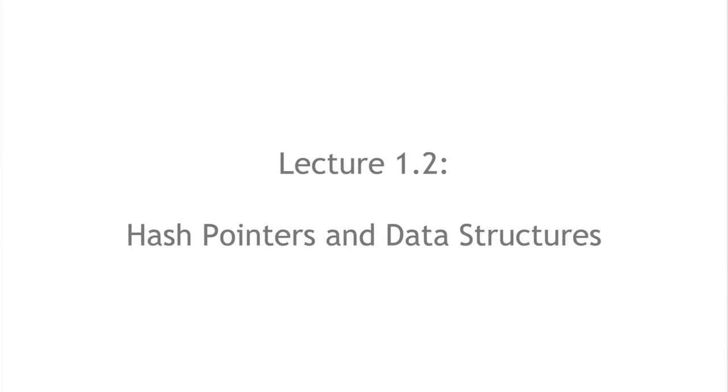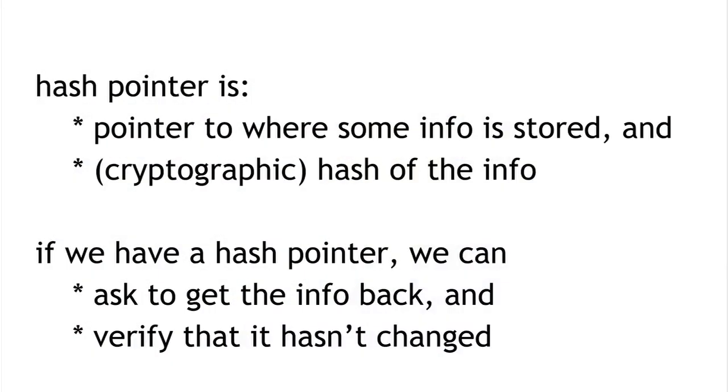In section 1.2, we're going to talk about hash pointers and their application. A hash pointer is a kind of data structure that turns out to be used a lot in the systems that we're talking about. A hash pointer is basically a simple thing: we take a pointer to where some information is stored, and together with that pointer, we store a cryptographic hash of the information. Whereas a regular pointer gives you a way to retrieve the information, a hash pointer is going to let us ask to get the information back. It's also going to let us verify that the information hasn't changed. So a hash pointer tells us where something is and what its value was.